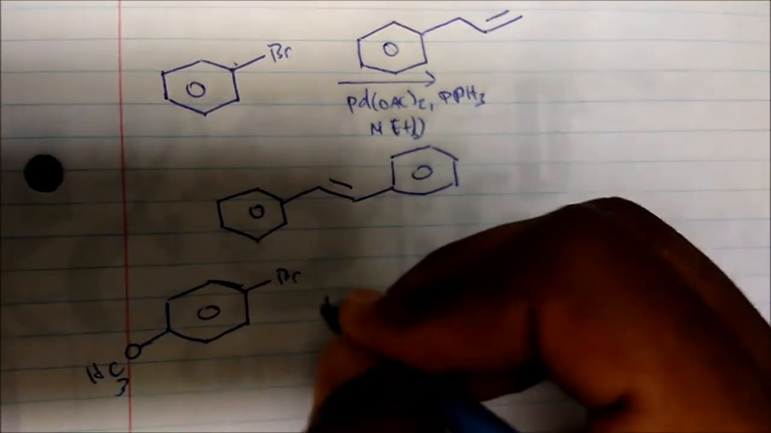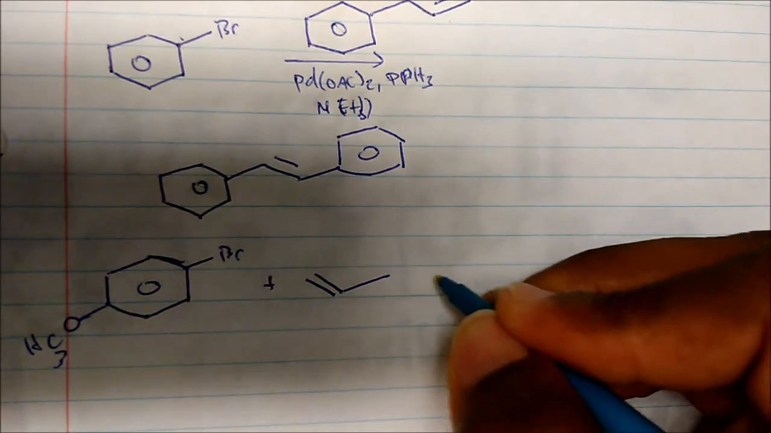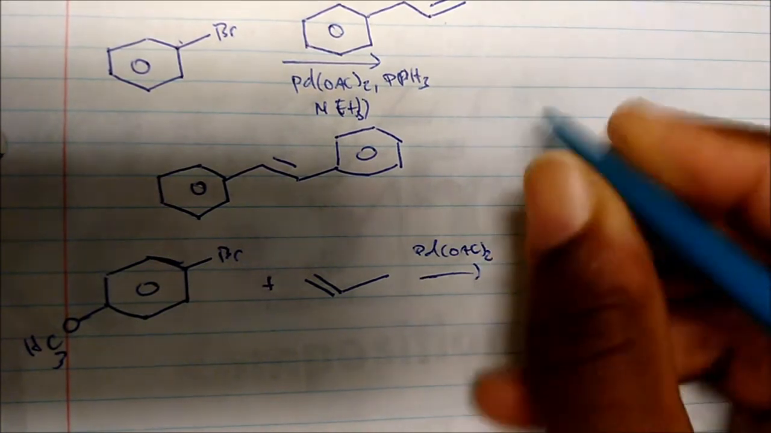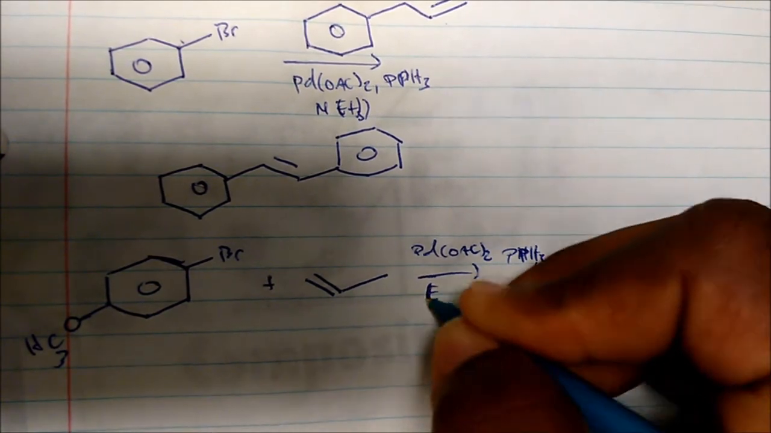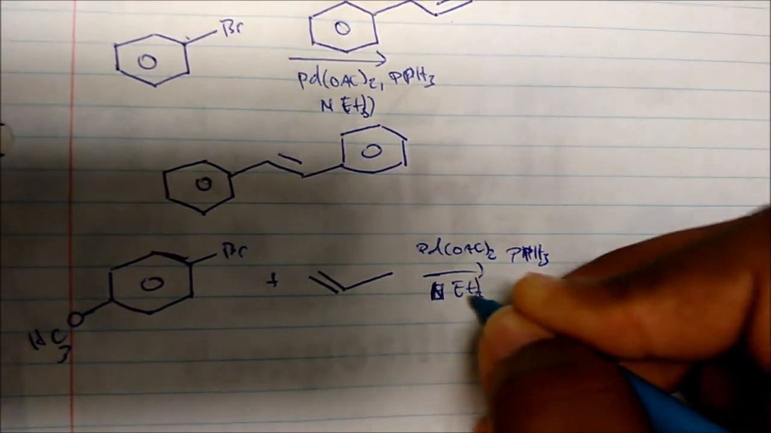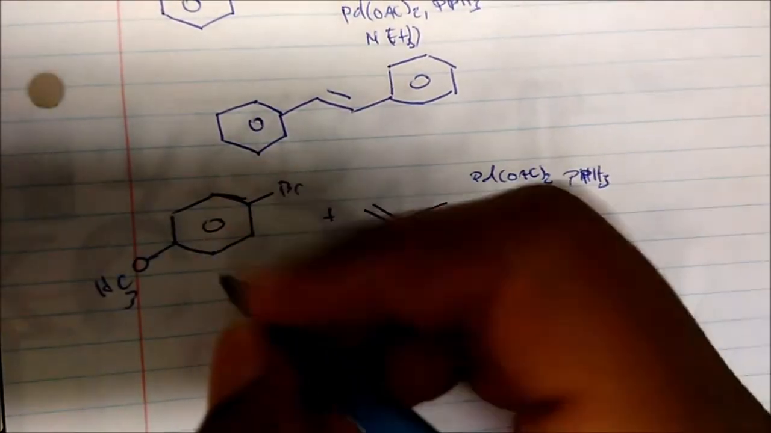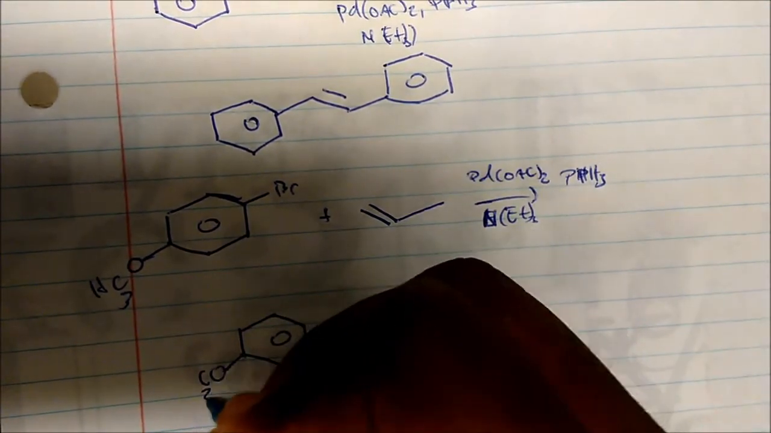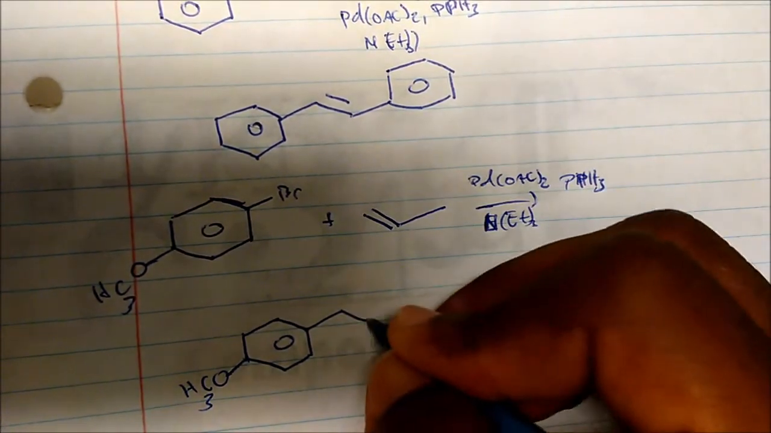So if we take this molecule and let's use propylene, and we add palladium acetate, triphenylphosphine, and triethylamine, we'll get this product. My carbon is going to be bonded to my terminal carbocation that I will create.